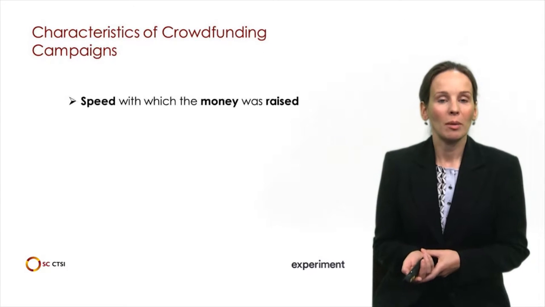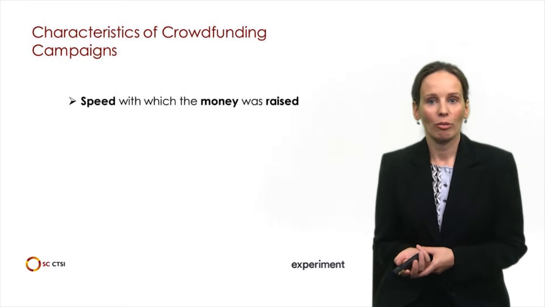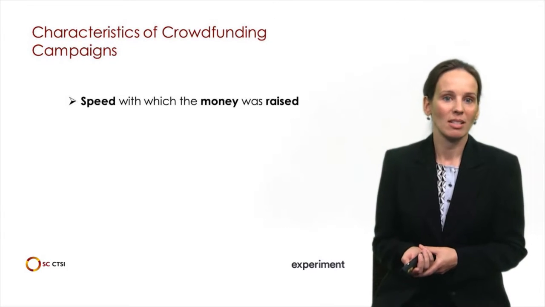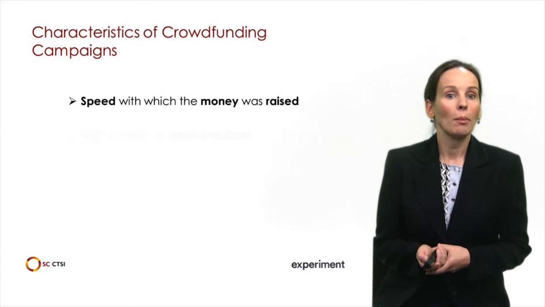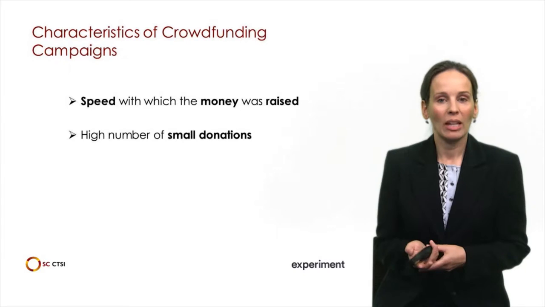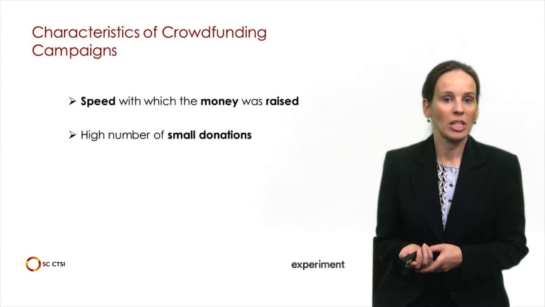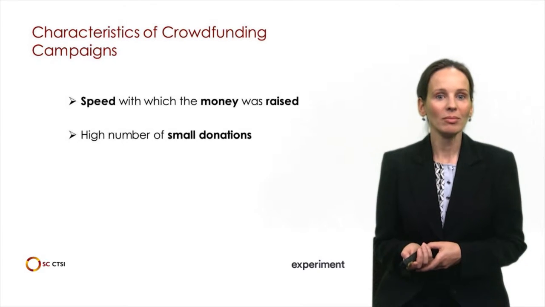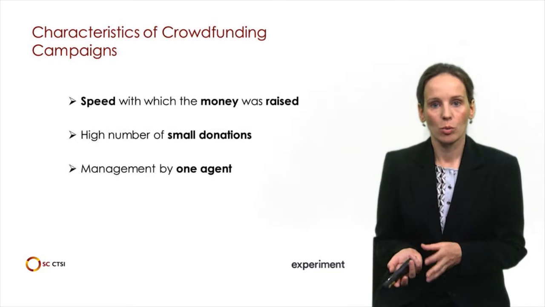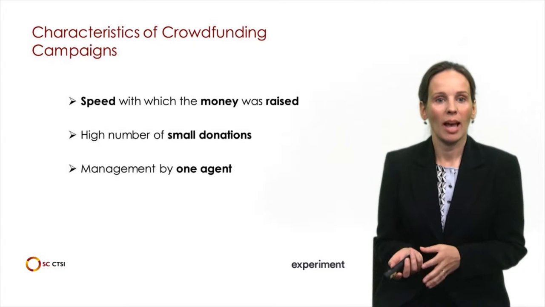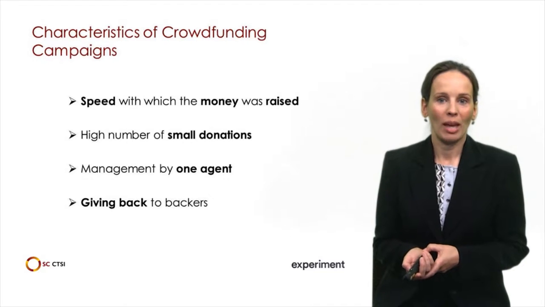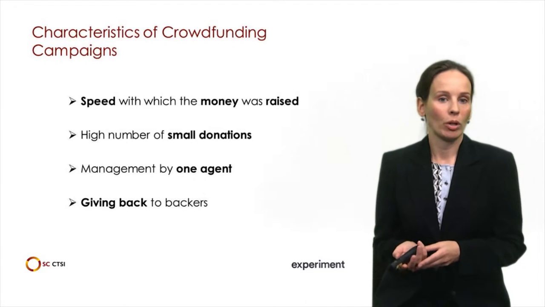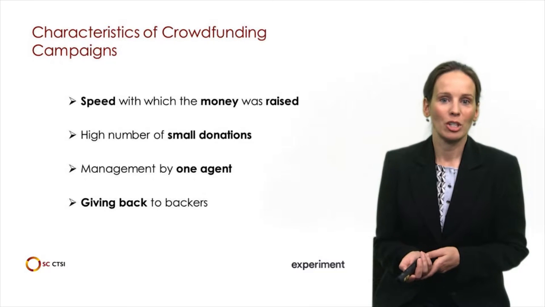The Statue of Liberty campaign resembles a modern crowdfunding campaign effort in several ways. For example, the speed with which the money was raised, the number of small donations, more than three quarters of the donations were actually less than $1. The fact that the whole process was managed by one agent, at the time it was the newspaper The World, and like many crowdfunding campaigns, the newspaper offered rewards, including gold coins for the largest donor.